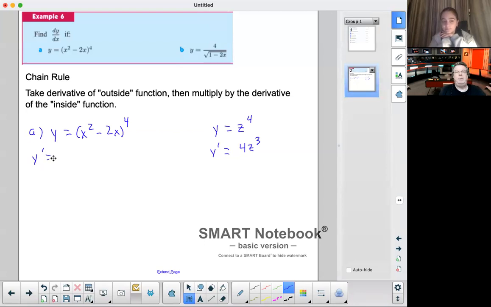So y prime is going to equal 4 times (x squared minus 2x) cubed, just like we did to z. Okay. So now I'm done with the 4. I'm done with the 3. All good. So now I'm going to multiply by the derivative of the inside function. Well, what's the derivative of x squared minus 2x? 2x minus 2. Done. Chain rule is done.